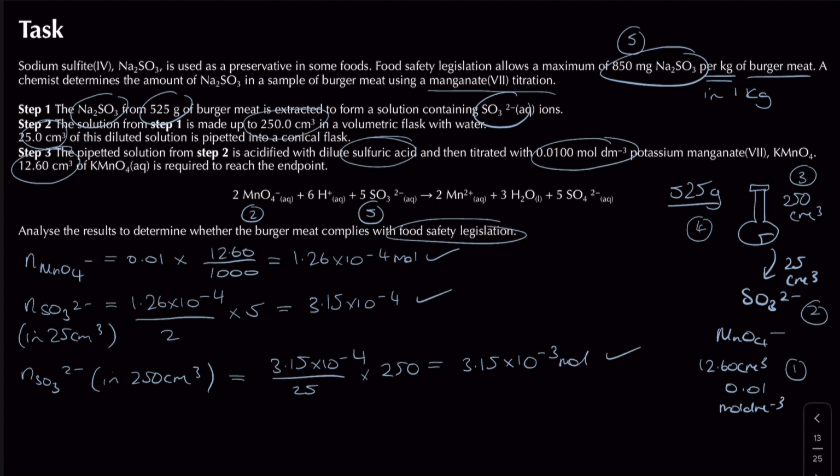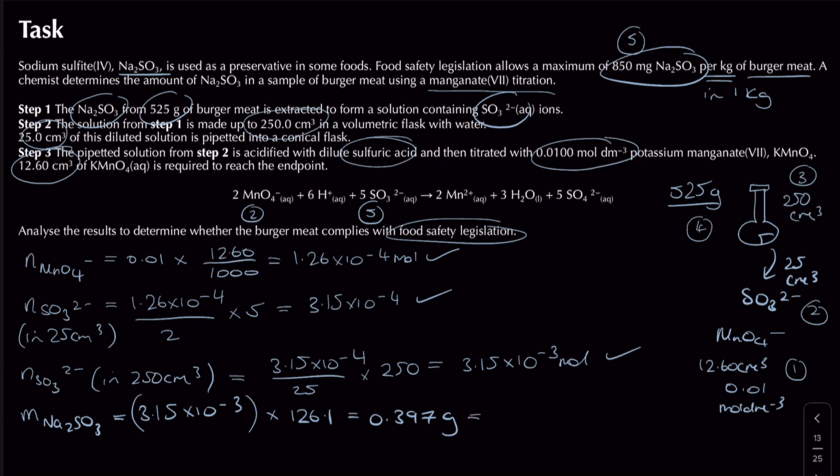Now, I've worked out moles. Now to find the actual mass. So I've got the mass of my actual SO3 2-, which isn't going to be that on its own. It's going to be in the form of sodium sulfite, so we've got to include a spectator ion in there as well. So the mass of Na2SO3 is going to be equal to the moles, which is 3.15 times 10 to the power of -3, times the Mr, which is 126.1, and we end up with 0.397 grams.